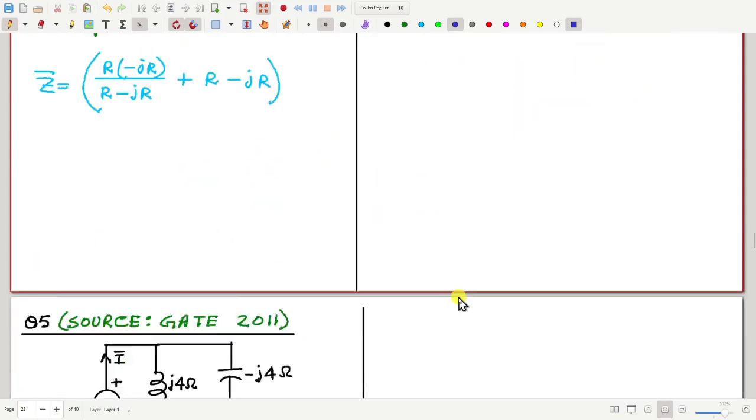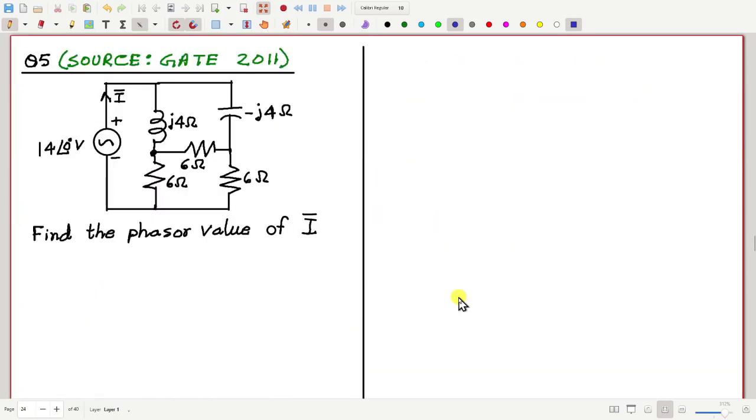So here comes our next question. The circuit is given. We have a 14-volt source and then some impedances connected in a complicated manner, and we have to find this current I. How do you suggest to solve this question?